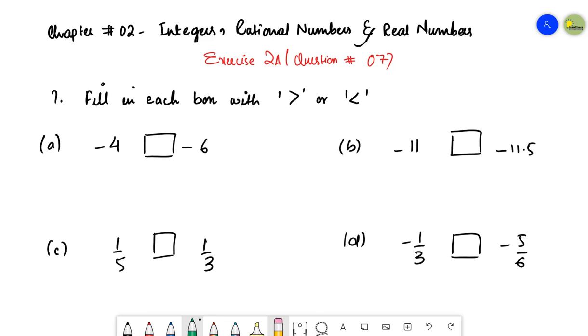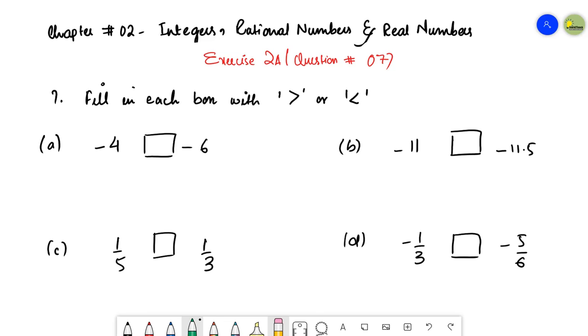So another question, that is question number 7 of the same exercise, exercise 2A of your book D1. In this question you have to compare the two numbers that are given to you in each part. I have 4 parts of this question and I need to fill the boxes that are given with greater than and less than sign.